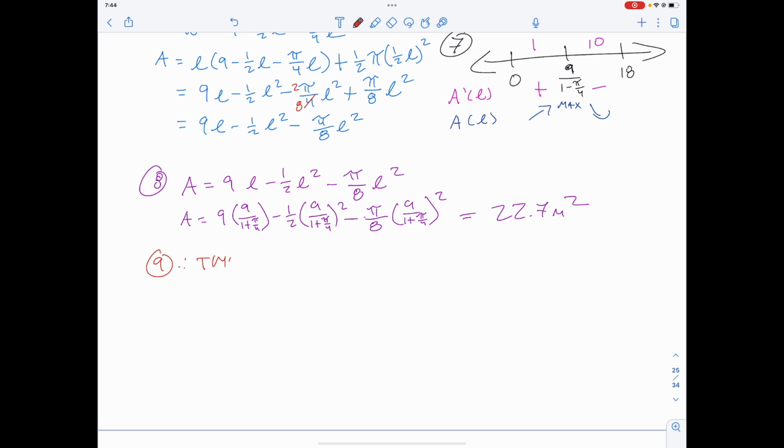Therefore, the largest possible area of the window is 22.7 meters squared.